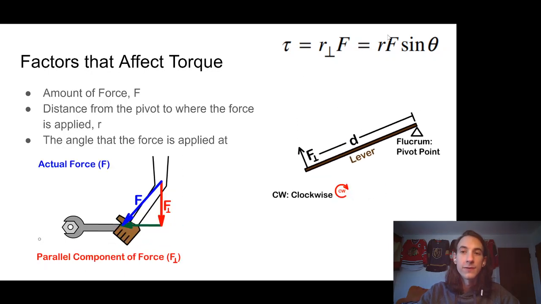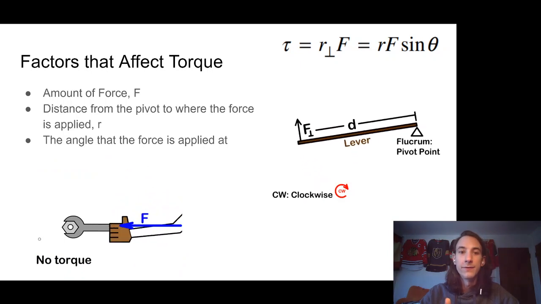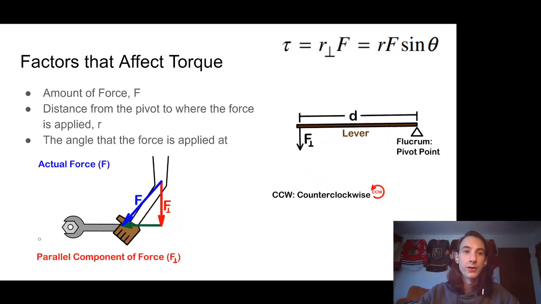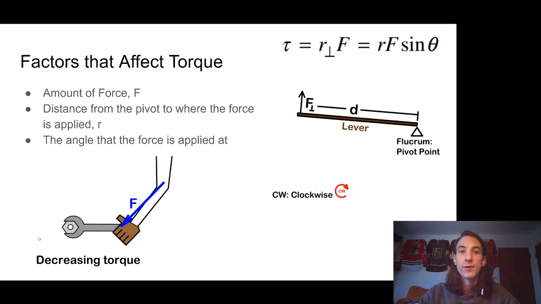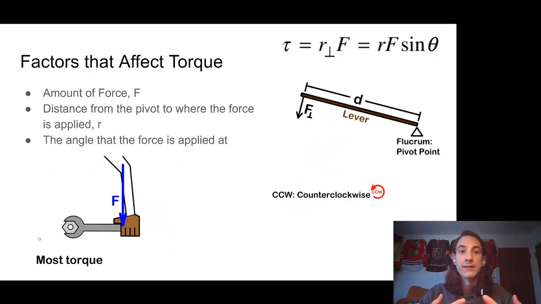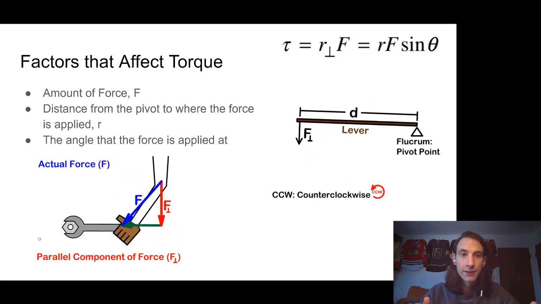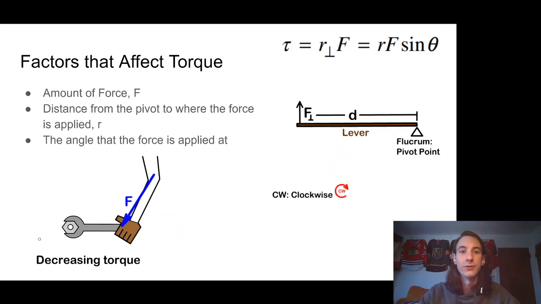And the factors that are building up this equation are going to be the amount of force, F. So if we apply more force, we'll have more torque. The distance from the pivot point to where the force is applied, that's R. And then another thing that matters is going to be the angle that the force is applied at.